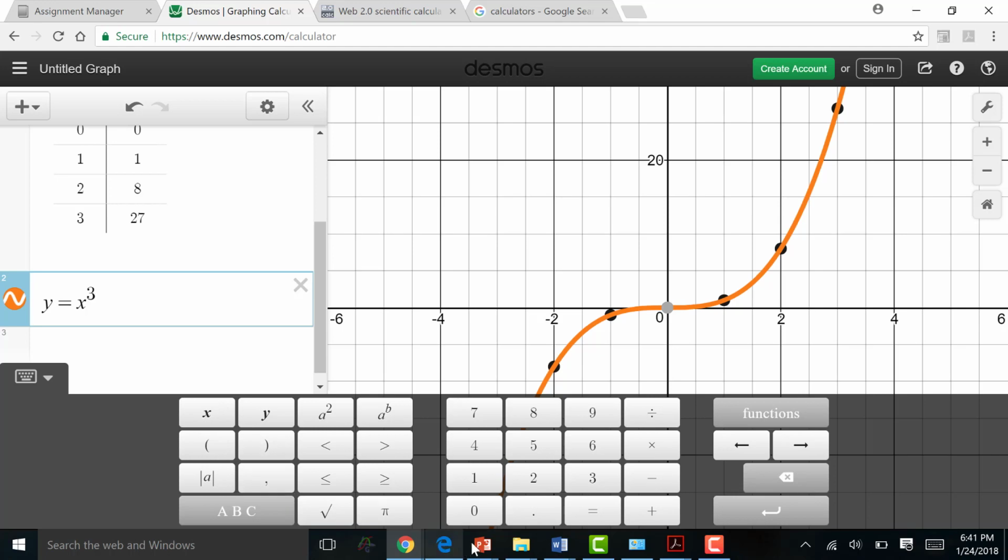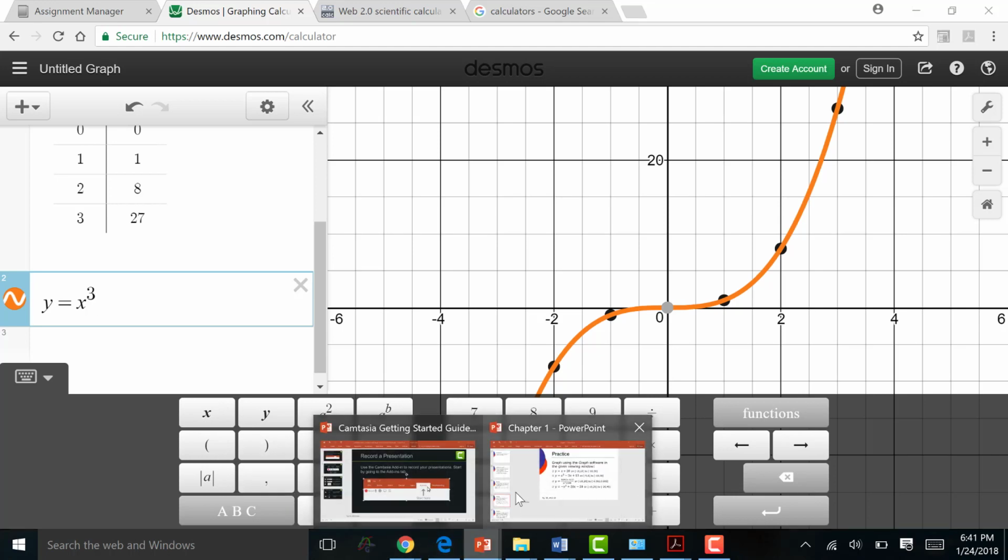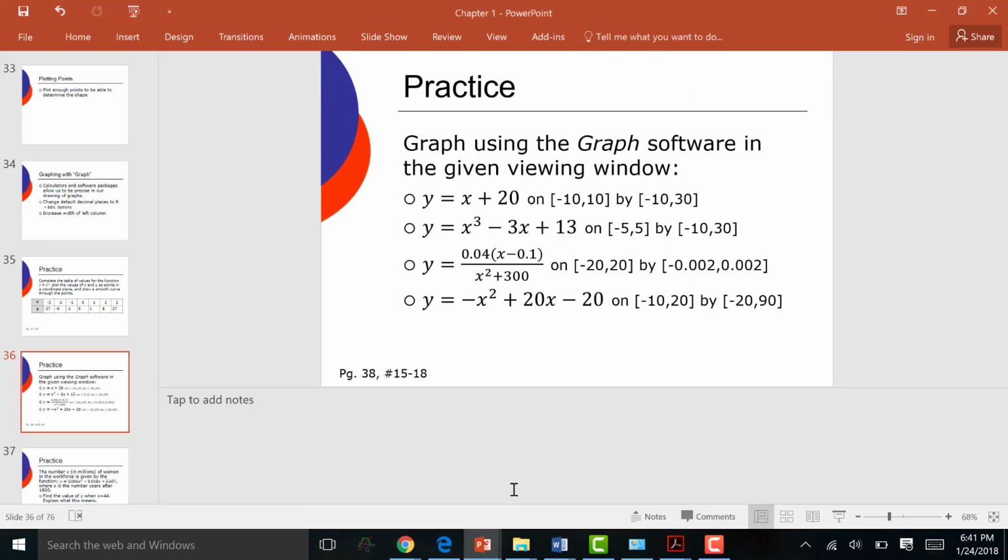Okay? And so we said we were going to go back to the PowerPoint. Now it's your turn to practice using Desmos. You've got 4 bullets, 4 equations. Now they give you the X and Y axis that they want you to set. So look at what's in the brackets.